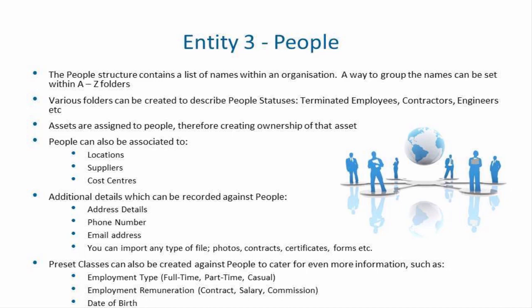There are multiple attributes that can be assigned to a person. These include address details, phone numbers, email addresses. You can import files against a person in the form of photos, contracts, certificates, or any other information that your organization requires. People can also have preset classes assigned, which can cater for up to an extra 1,000 questions of your choosing.